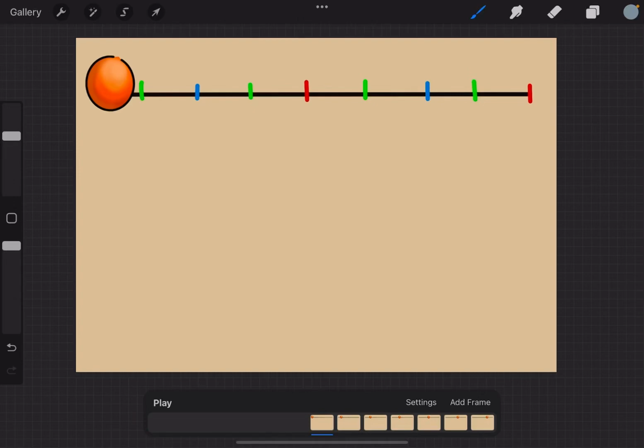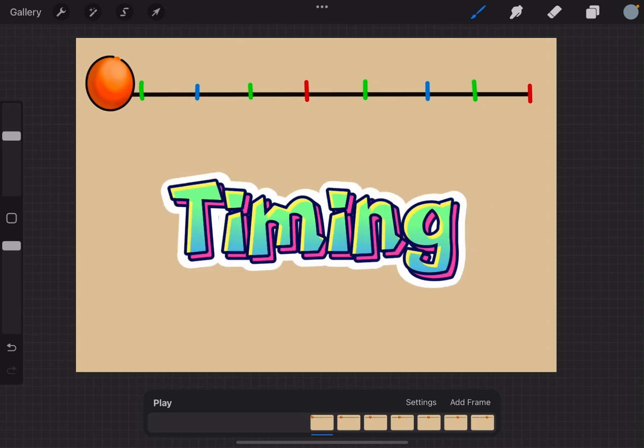Timing and spacing is the backbone for all animation, and if you don't understand these principles, it's going to be very difficult to make your animations look smooth. So timing has to do with how long an action takes to happen.